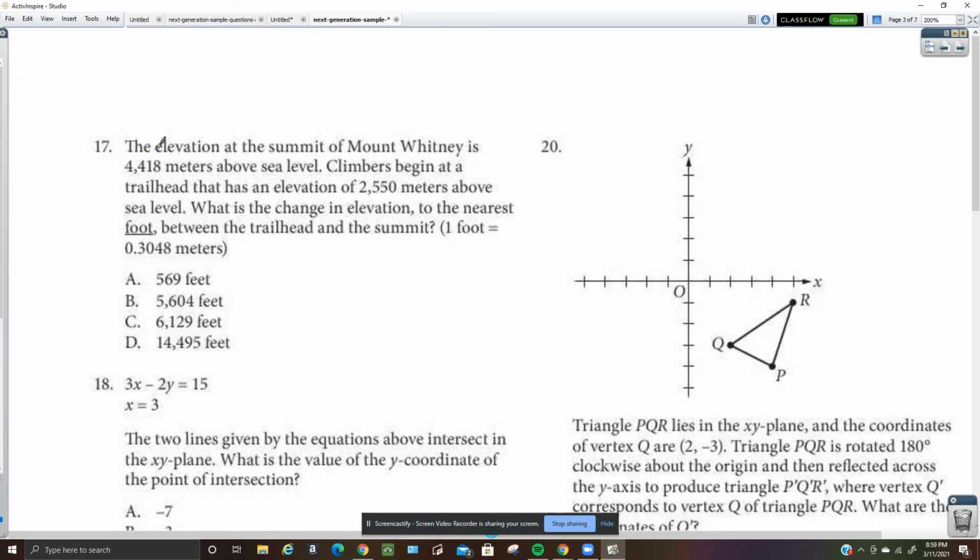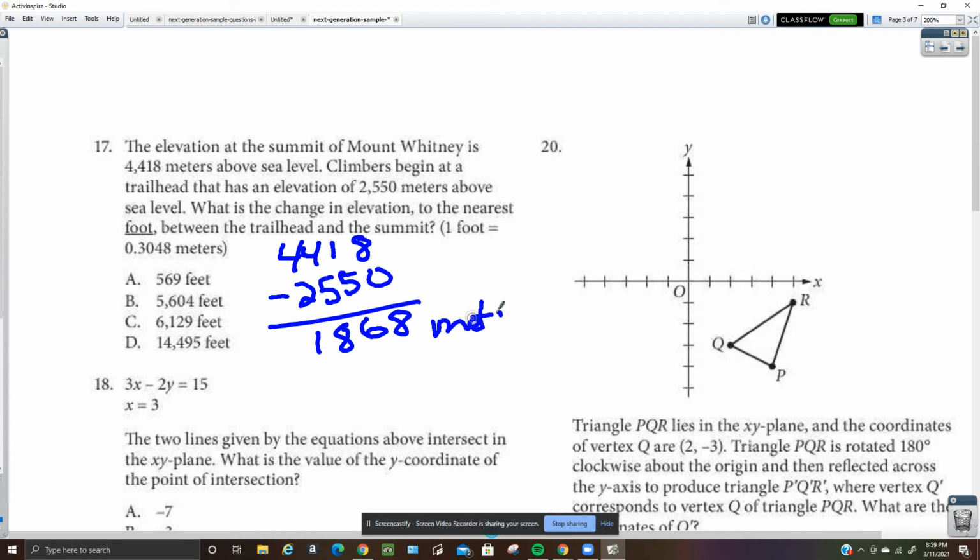So 4,480 minus 2,550. You got 8, 6... 13 minus 5 is 8, and 3 minus 2 is 1. So that's in feet, times 0.3048 meters, is 1 foot.